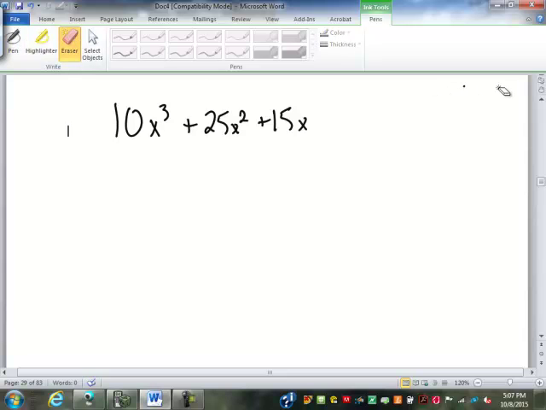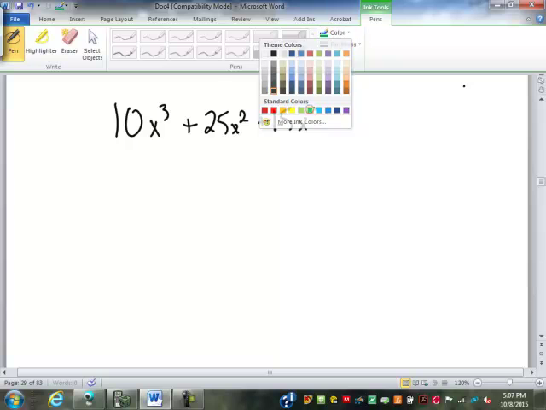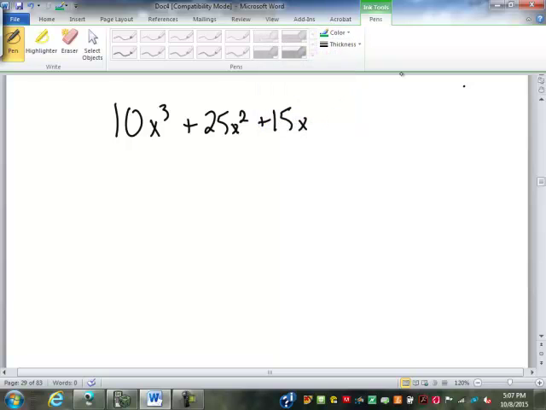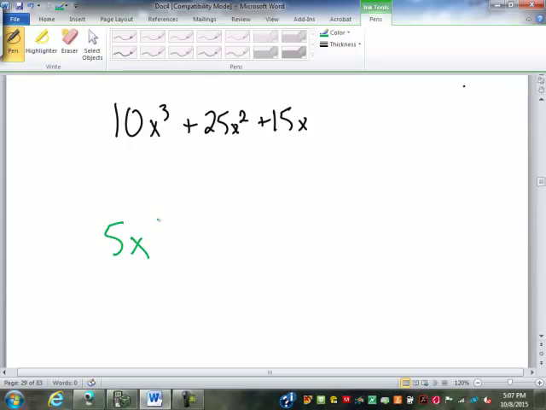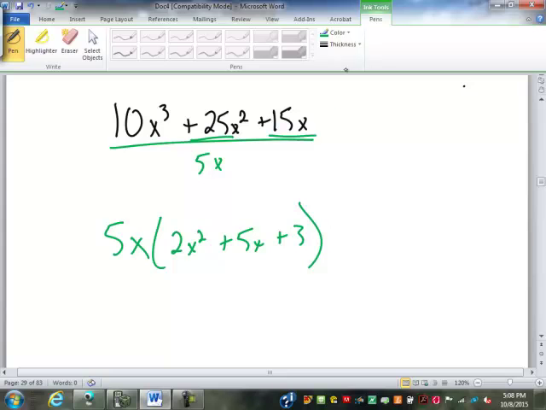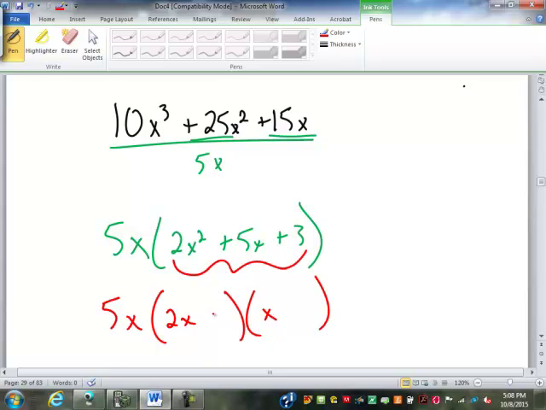So this one here, where would I start? Yeah, the first step is always to look for a common factor. Let's do 5x. If I divide that out, I get 2x squared plus 5x plus 3. Now I look to see if this can be split even further. So the 5x would stay. 2x squared will be 2x and x. Now the 3 is going to be 1 and 3. So put in 1 and 3.